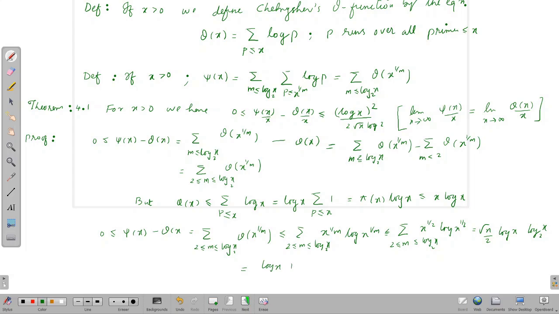Then that can be simplified: we have log x and root x, and the other log x to the base 2 can be written as log x by log 2. So this is equal to root x times log x whole square divided by 2 log 2. Okay, this is what we have to prove. In order to get this expression, you need to multiply the numerator and denominator by root x. Then you can write this as log x whole square divided by 2 times root x log 2.